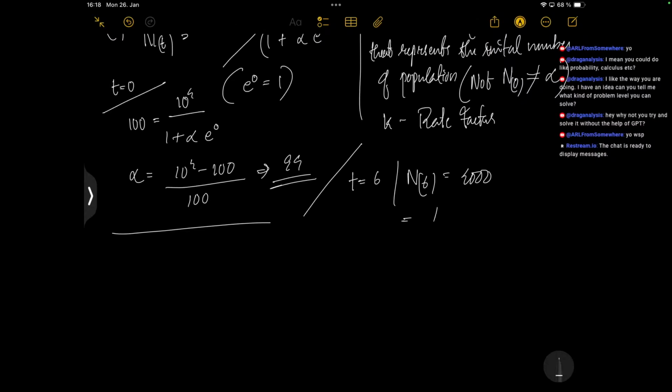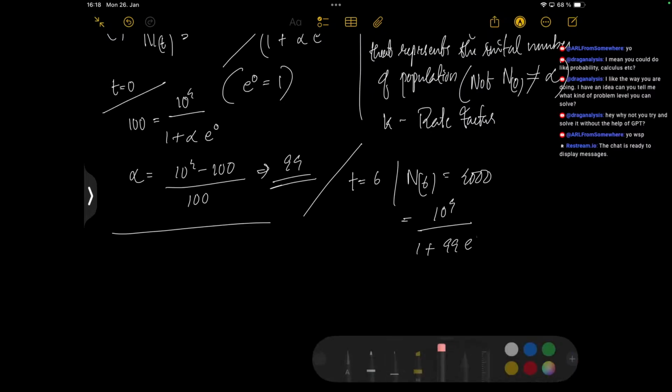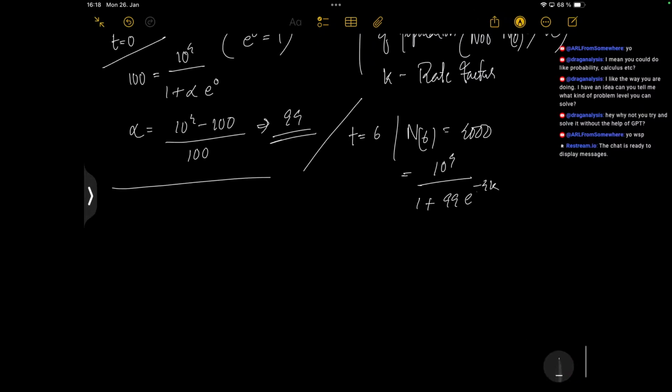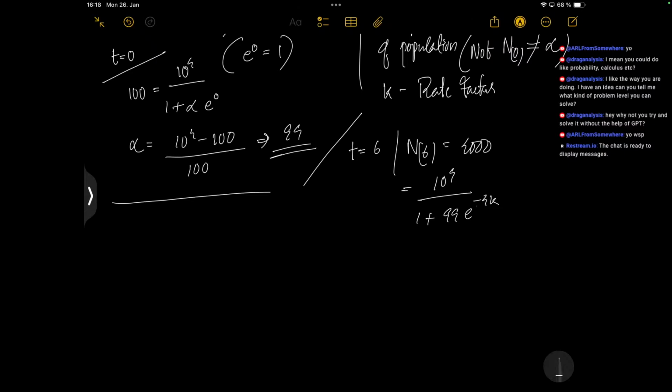4,000 equals 10 raised to 4 by 1 plus 99 e raised to minus 4k. e raised to minus 4k equals 10 raised to 4 divided by 4000. Oh, that's a big number.